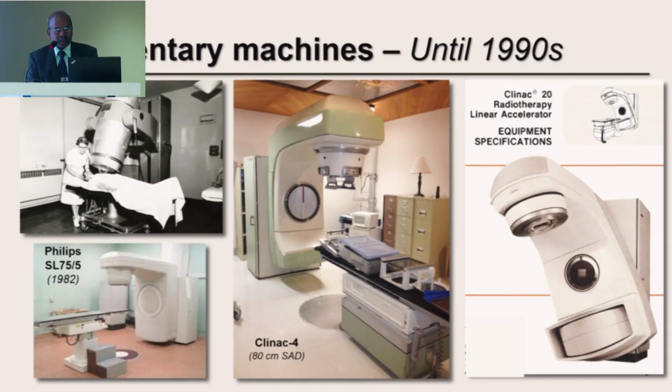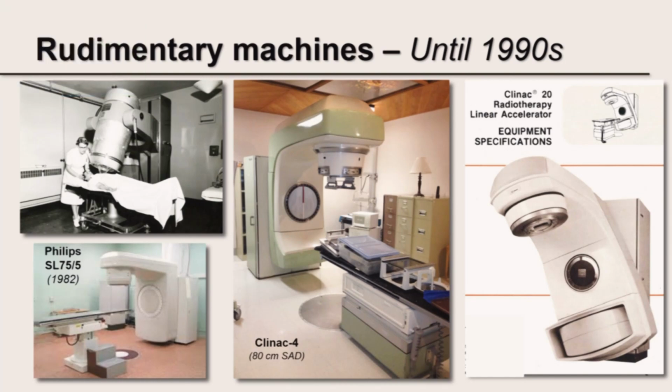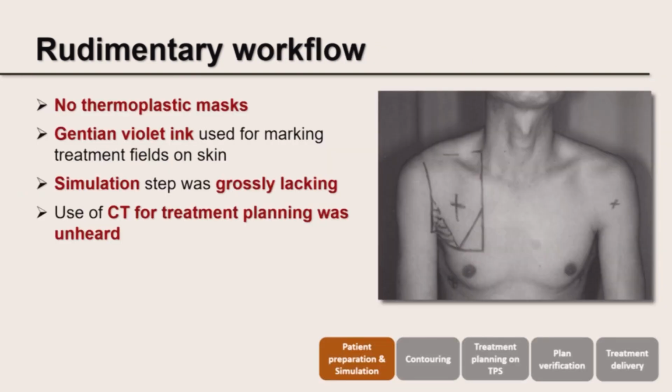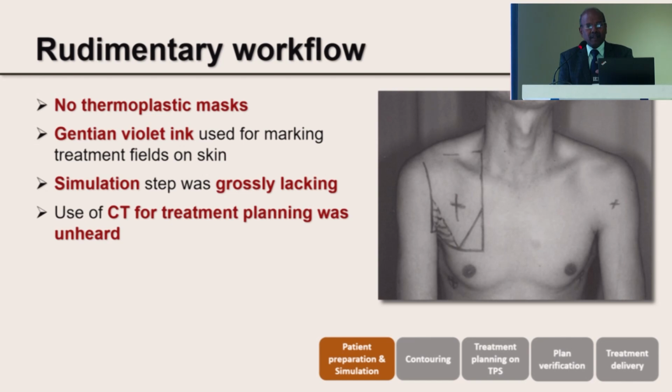I started my career in the 80s, and people like me worked with rudimentary machines like Cobalt 60 with the mercury shutter system, and LINAC with the 80 centimeter SAD, and also very, very old linear accelerators. Not only were the machines rudimentary, the entire workflow was rudimentary. For example, we never used thermoplastic masks, and we used to mark the fields with gentian violet ink, and the simulation step was not there in our time.